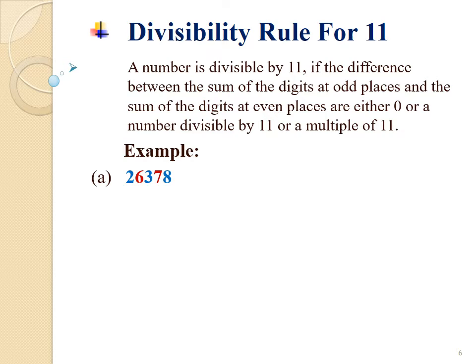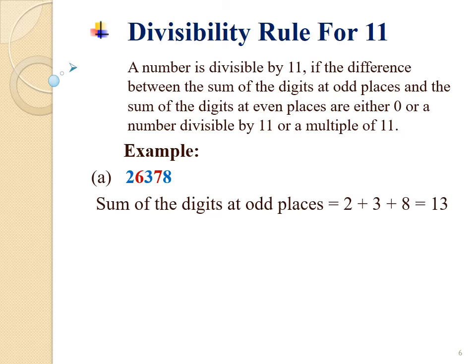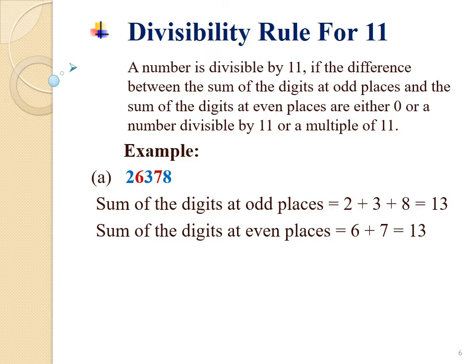So, now let us check whether 26,378 is divisible by 11 or not by following all the steps. Step number 1. Sum of the digits at odd places equals 2 plus 3 plus 8 equals 13. Now, step number 2. Finding the sum of the digits at even places by adding the digits of even places like 6 and 7. We get 13. Now, finally, finding the difference between the sum of the digits at odd places and at even places, that is, subtracting 13 from 13, we get 0.